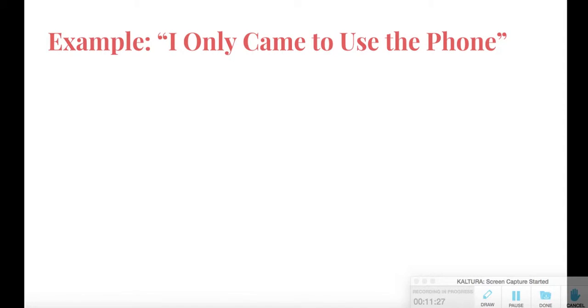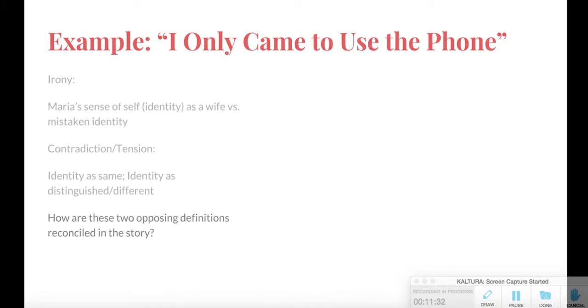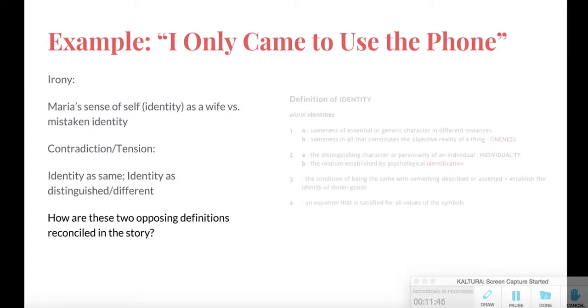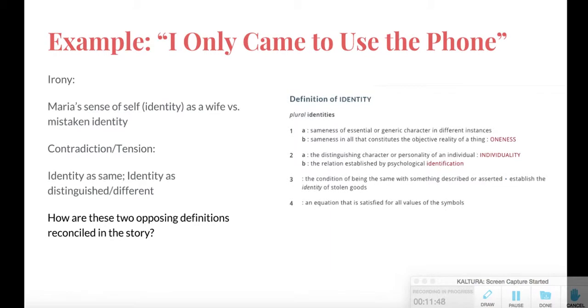In I Only Came to Use the Phone, one irony is that at the very moment that Maria, for the first time in her adult life, has a strong sense of her own identity, as a wife, for instance, others mistake her identity for that of another woman. Indeed, when we look up the definition of identity, and by the way, looking up the definitions of words, especially words that relate strongly to a central idea or theme, can be a great way to expose contradictions or tensions in a work.